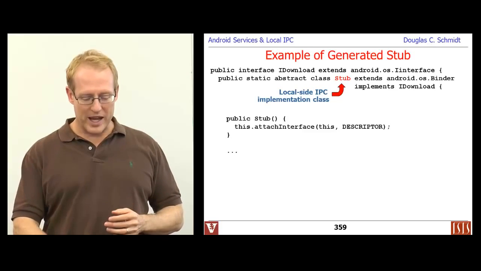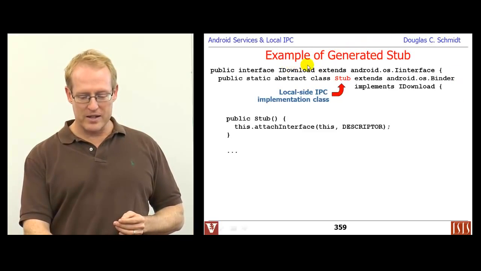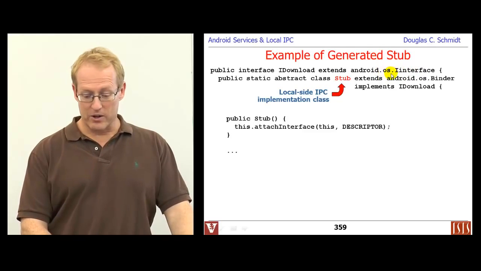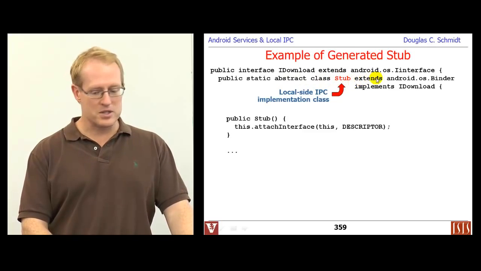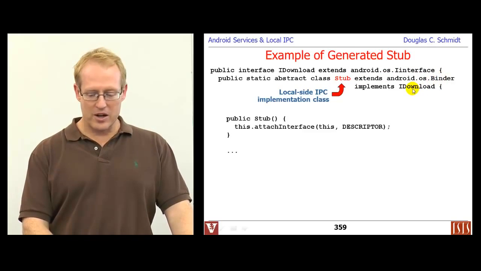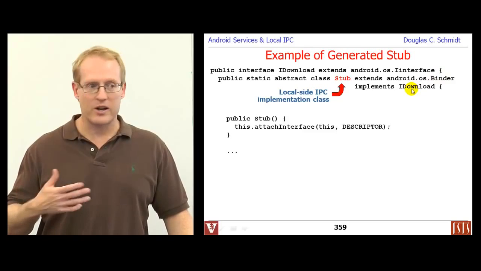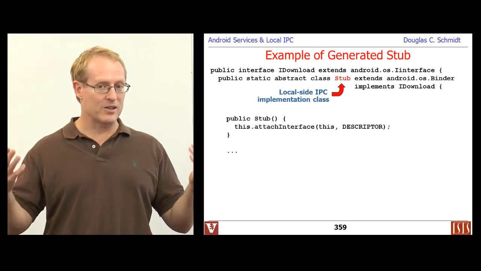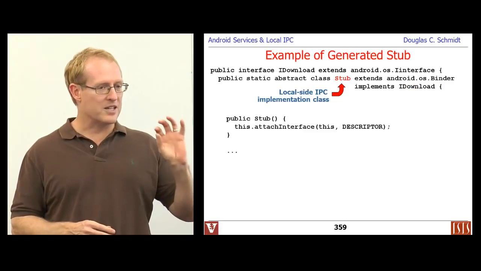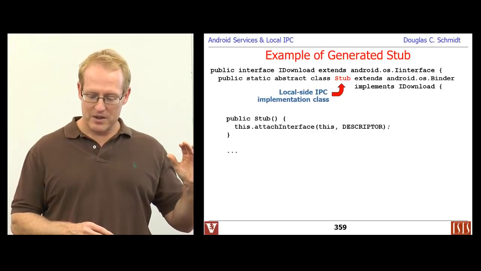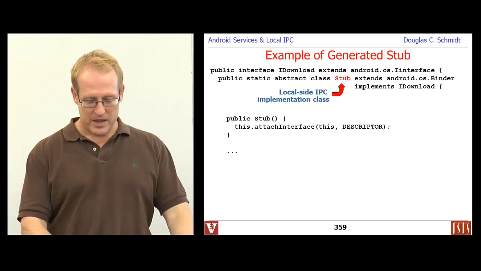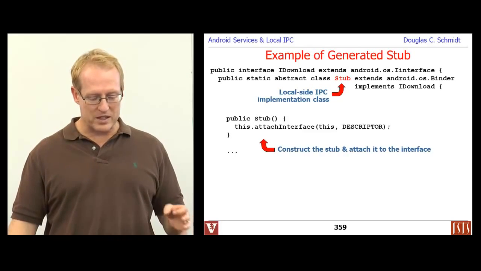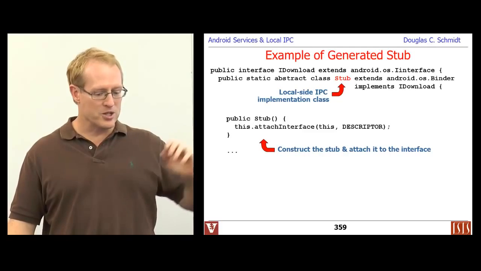So you'll see that there's this interface that's generated, and that extends this IInterface class, or interface. And then there's a static abstract class called Stub. And as you can see here, it extends Binder, and it also implements your interface. So in our case, that was the IDownload interface, which has the downloadImage method. So there's a class called Stub, and it inherits from Binder, and it implements the IDownload interface. And then basically this is the thing that's going to be on the implementation side of the house.